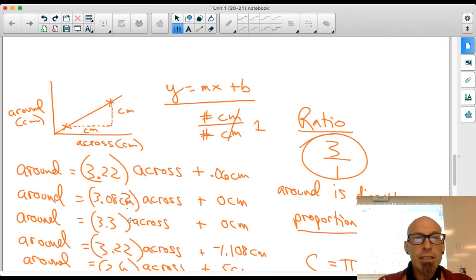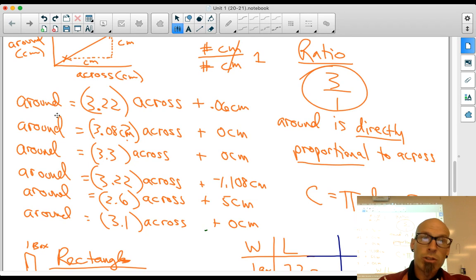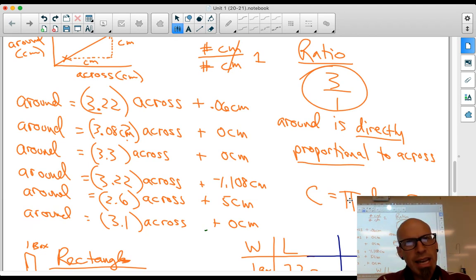Like in this case with the pi one, I'm assuming that you all, with around and across, knowing that that's circumference and that's diameter, it probably didn't take you long to figure out that the threes that you kept seeing for slopes here were representing pi. That one I think was fairly obvious. Maybe you didn't catch it.